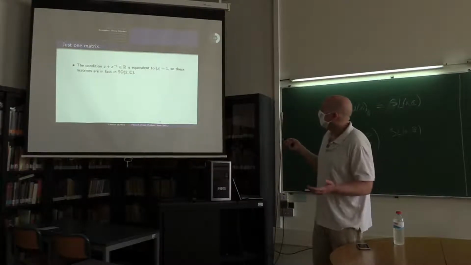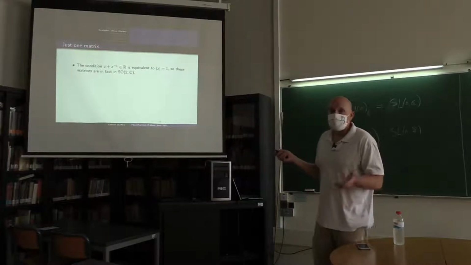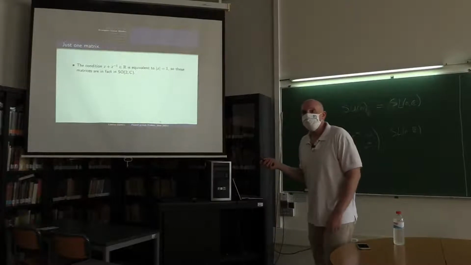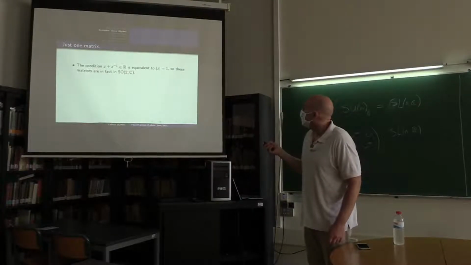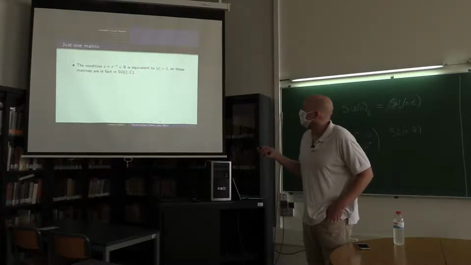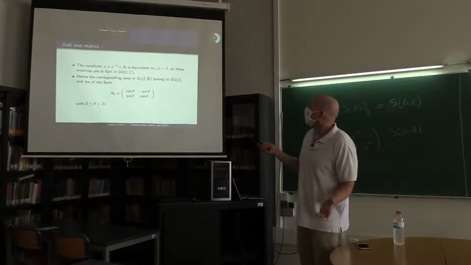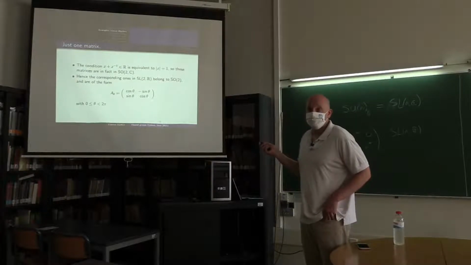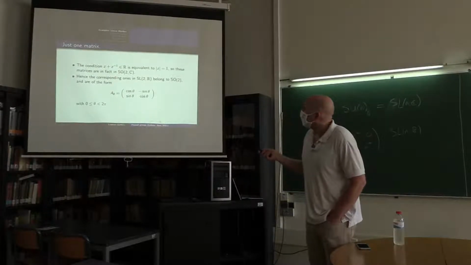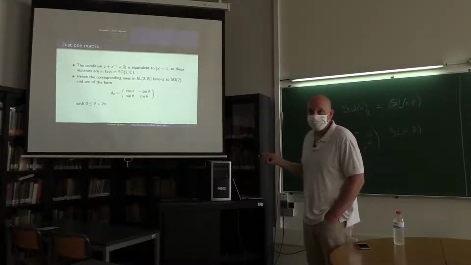So if you write Z as A plus iB and write down what this condition means, it's equivalent to saying that the norm of that complex number is 1. So these matrices are actually in SO2C. But we started off in SL2R, so you're in the intersection of these two groups, so you're in SO2R. Consequently, your matrix has this form.